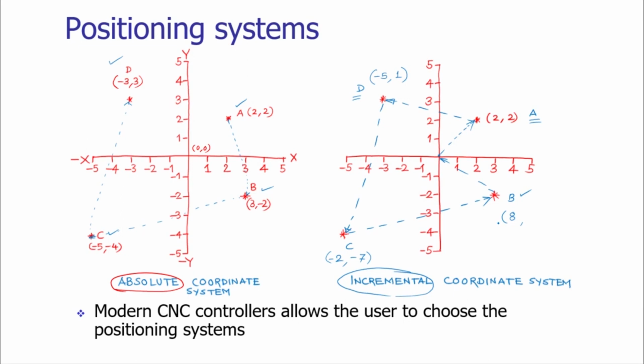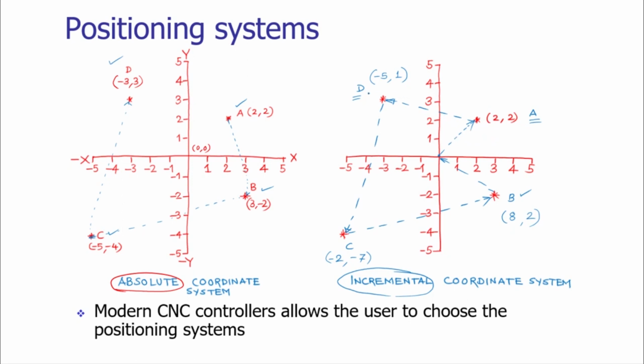Along the y direction, how many units? 1 and 2. So the positive y is 2 units. So here the path is very essential. Here the direction of motion is very essential. From the origin to A, it is 2 units along x, 2 units along y.